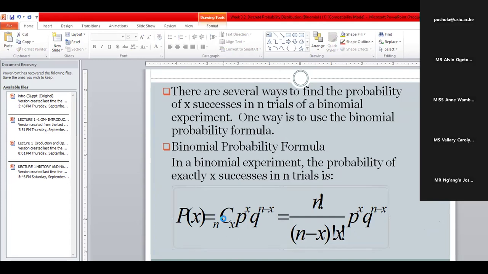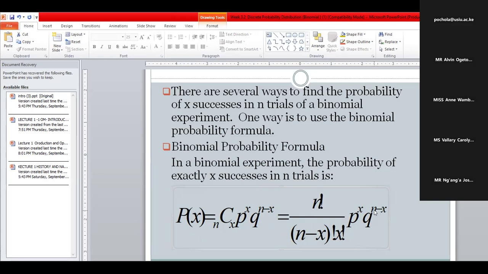You can even remove this without a problem. Some textbooks will write it like this, but just write the probability of x is equal to n factorial over n minus x factorial times x factorial. We did these things: n factorial over n minus x factorial times x factorial is the combination, n combination x. Times p power x, probability of success, times q power n minus x.